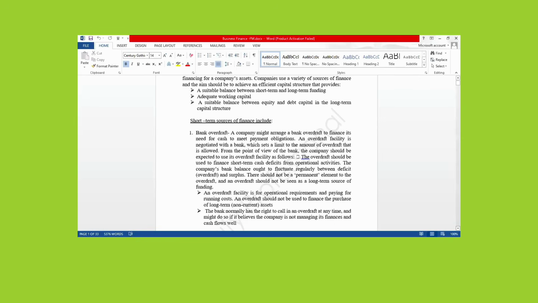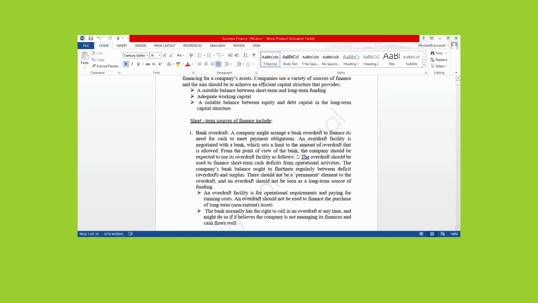An overdraft facility is negotiated with a bank, which sets a limit to the amount of overdraft that is allowed. You can negotiate an overdraft facility with your bank. The overdraft facility allows you to overdraw your account up to certain limits. We understand overdraft.